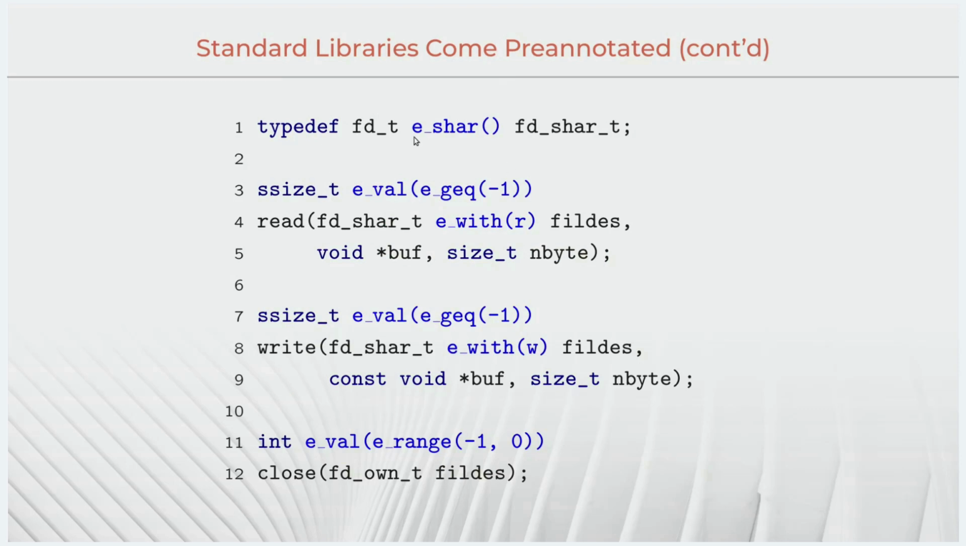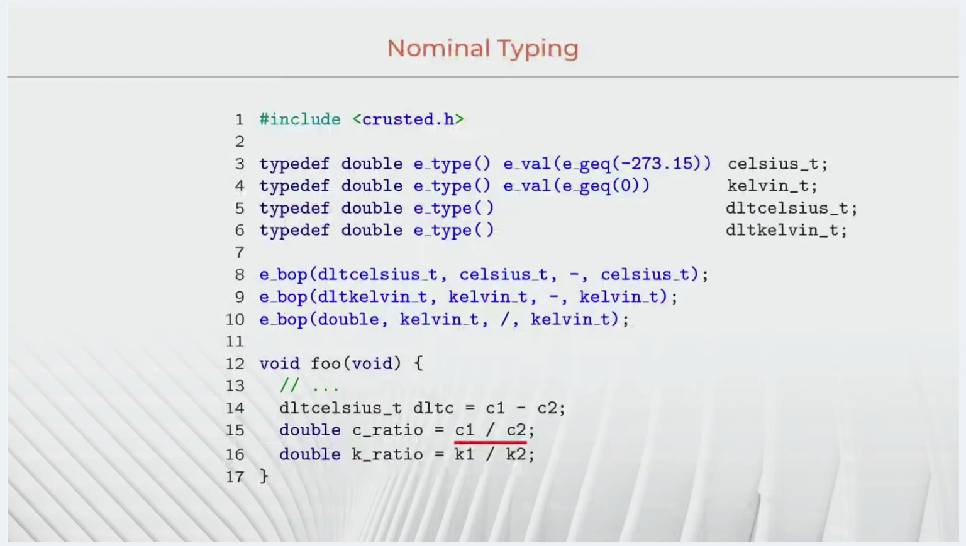We see here in the example that there are C-rusted annotations also for annotating the return value. So here we see that read and write will always return a value that is greater than or equal to -1, whereas close will either return -1 in case of error, or it will return 0 in case of success. Nominal typing is a powerful concept. We have seen it in action on standard library functions and data types, but it is placed by C-rusted in the hands of programmers. Here, for example, the programmer is declaring nominal types for Celsius degrees that are represented as double, but they are not double.